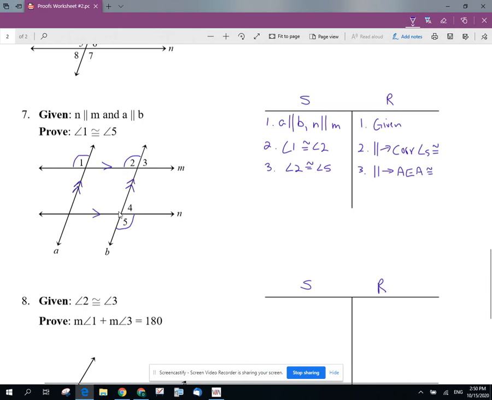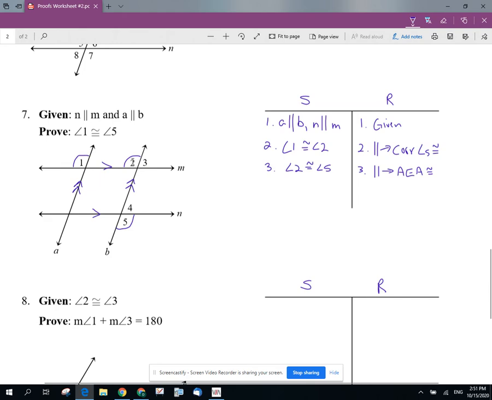Now I made this case in class too, but let me say this again. You must realize what parallel lines we're dealing with. This is going to help you a lot to understand which parallel lines are dealing with which angles. So angle 1 is congruent to angle 2 because A and B are parallel. A and B being parallel, and 1 and 2 being formed by those 2 parallel lines and M the transversal, is the reason why we can say line 2. However, line 3 is because M is parallel to N.